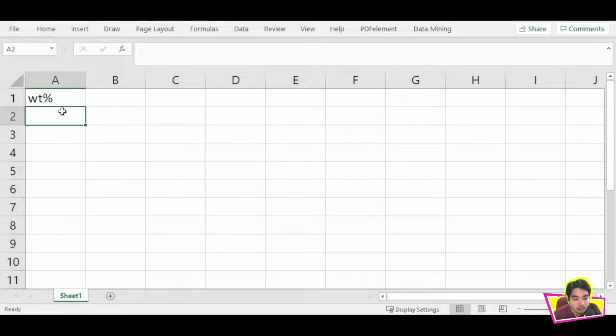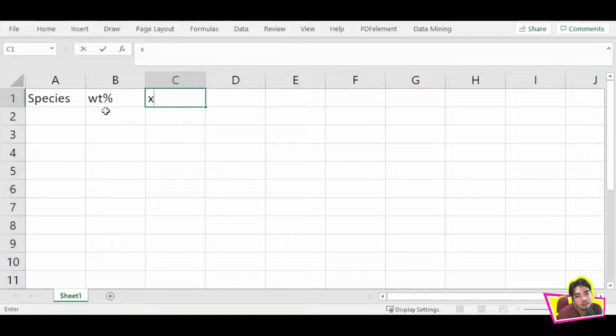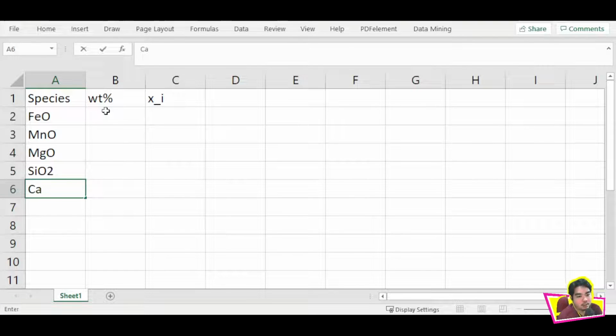So, let's write all the weight percentages. No? So we have, or lagay ko muna yung species. Tapos weight percentage. Tapos, kunin natin yung magiging molar fraction. Molar fraction x sub i. Okay? So we have FeO. Tapos meron tayo MnO, MgO, SiO2, and CaO.